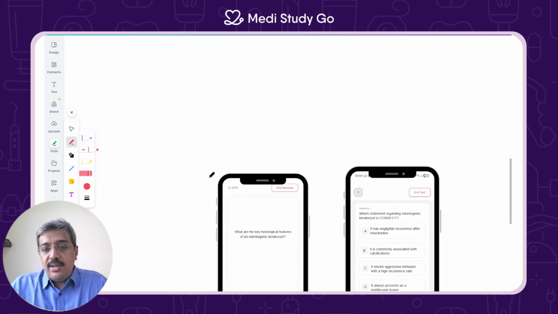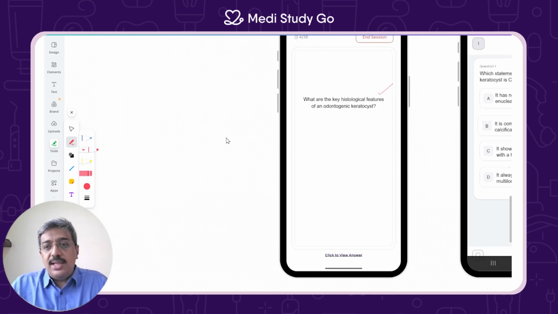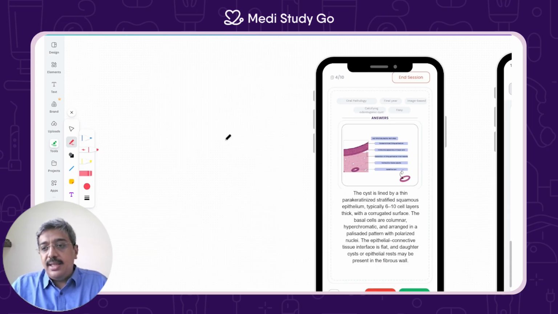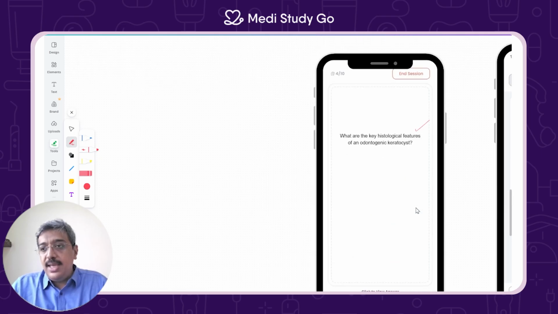So let's have a look at a few questions over here. What are the key histological features of odontogenic keratocysts? So you already know the various histological features. Let's have a look at that in the app. It basically puts the picture of the mind map and gives you the brief about the various patterns that you see.